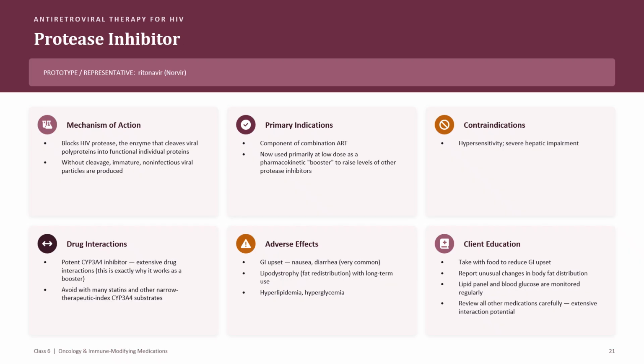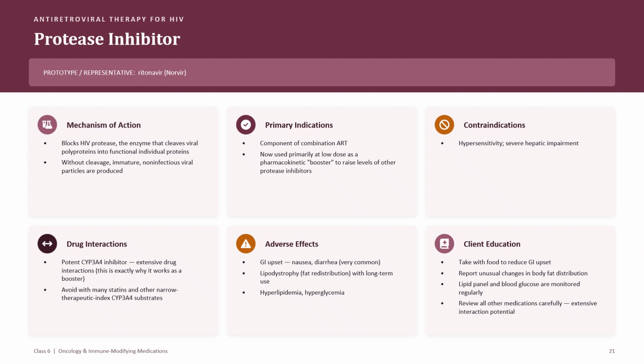So the last step of the viral life cycle that we will cover is this: even after the virus takes over the cell to make new viral proteins, those proteins come out as one long strand that has to be cut into functional pieces by an enzyme called protease. So by blocking that cutting step, you get non-functional viral particles that can't go infect new cells.